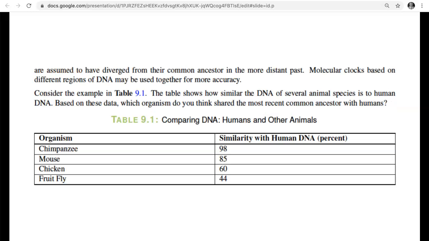For an example, take a look at this table 9.1 from your text. Notice that chimps have a 98% similarity to human DNA. Now, that doesn't mean that we evolved from chimpanzees. We didn't, but we did share a common ancestor. Notice that a mouse has an 85% similarity, and the fruit fly 44%. So the less similarity, the further back in time those two species had a common ancestor.